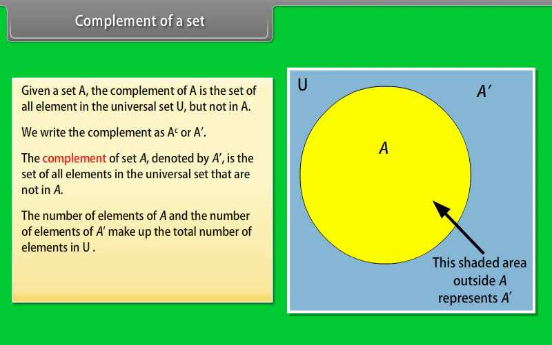The number of elements of A and the number of elements of A dash make up the total number of elements in U. That means n(A) plus n(A dash) is equal to n(U).